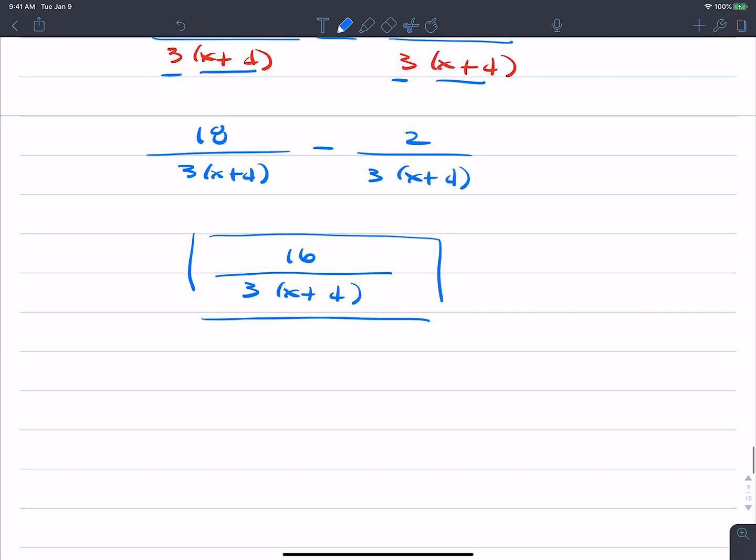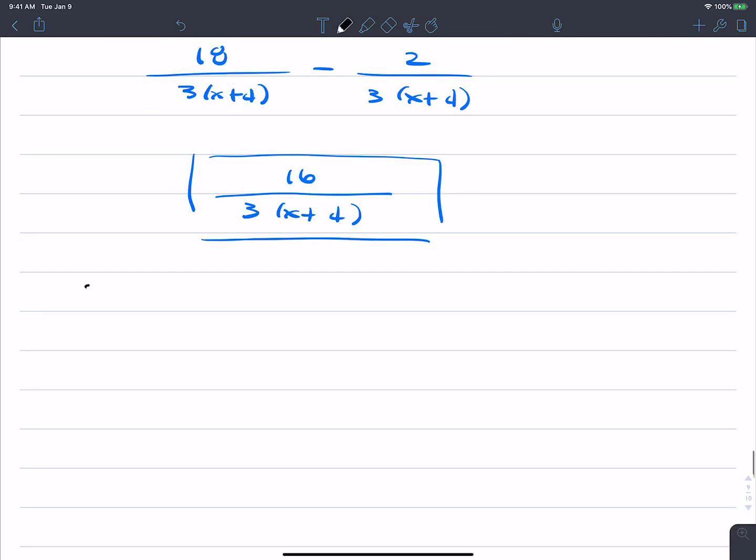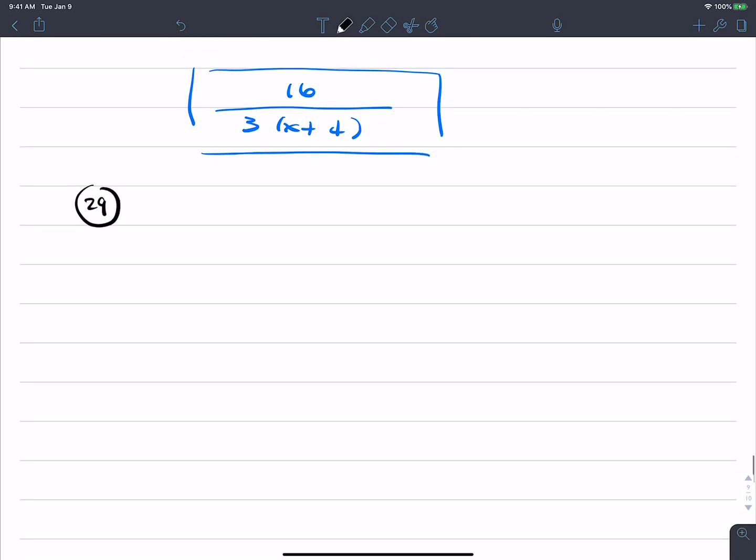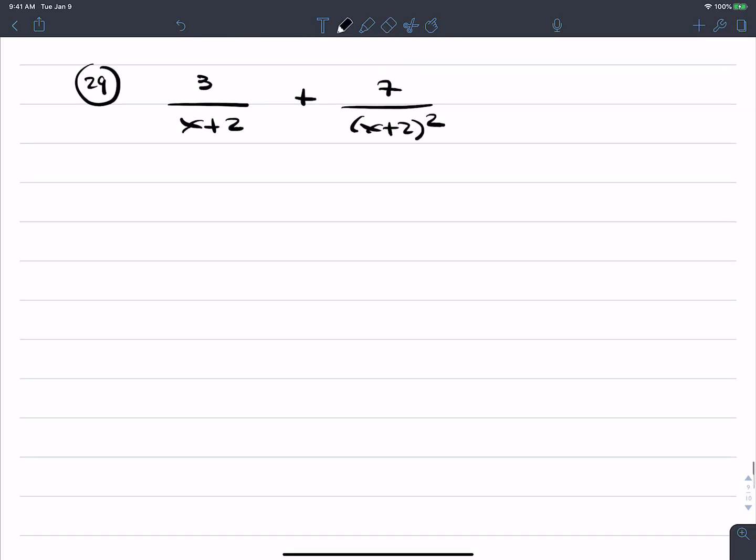That's 27. Let's see, 29 now. 3 over x plus 2 plus 7 over x plus 2 squared. Again, these fractions are not like. We're going to need the LCM of the denominators, x plus 2 and x plus 2 squared.